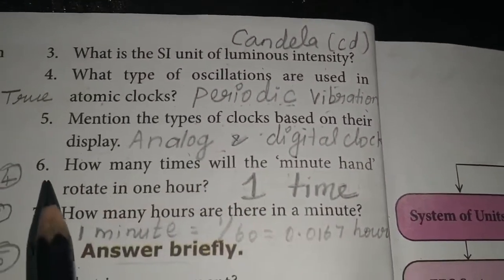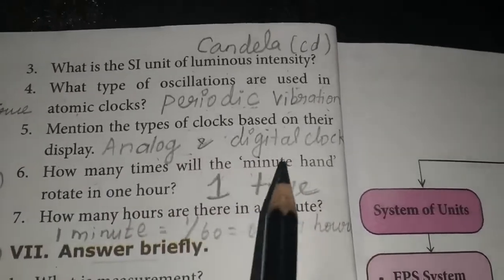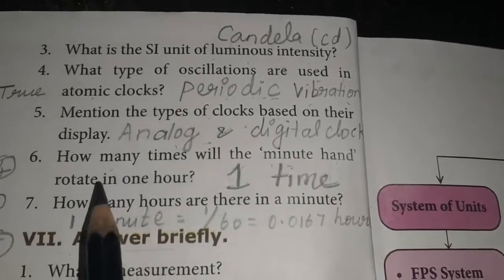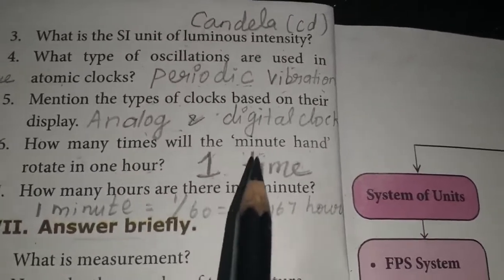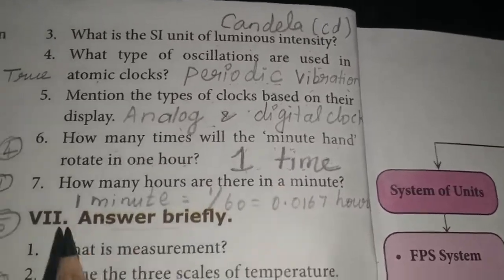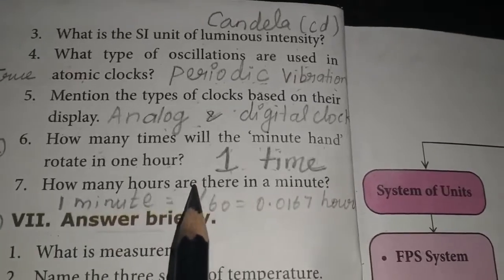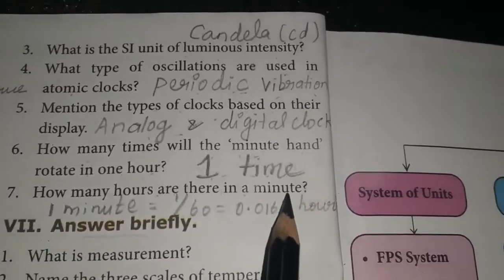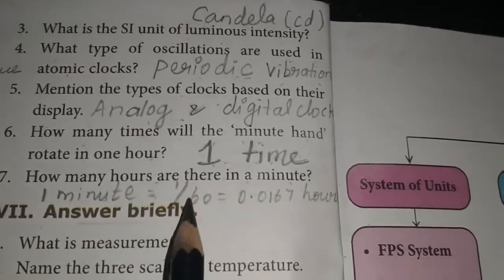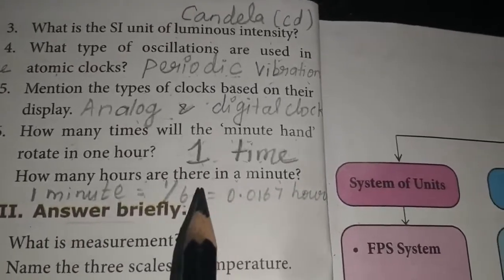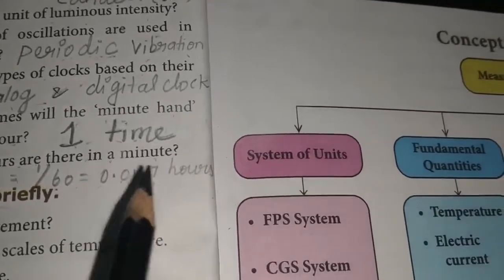And then question number 6. How many times will the minute hand rotate in 1 hour? Students, answer is 1 time. And then 7th question. How many hours are there in a minute? Answer is 1 minute equal to 1 by 60 equal to 0.0167 hours.